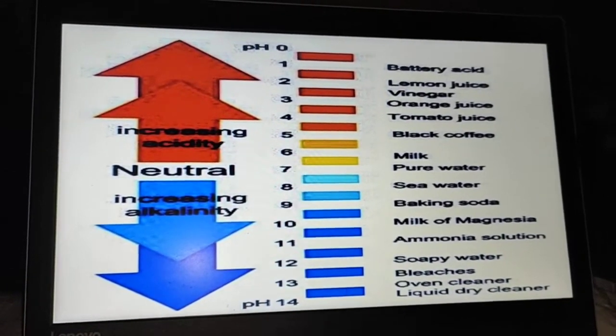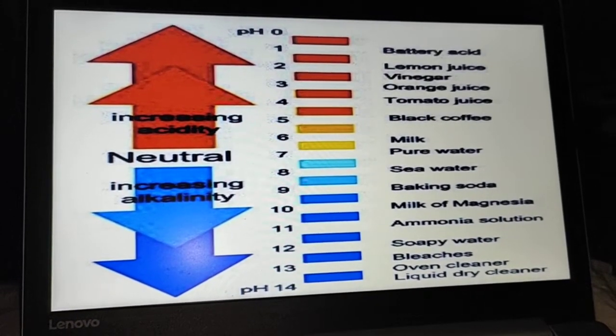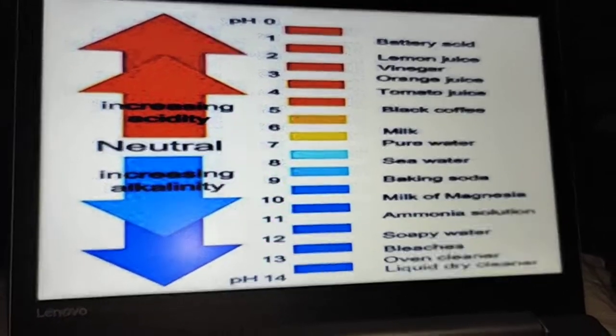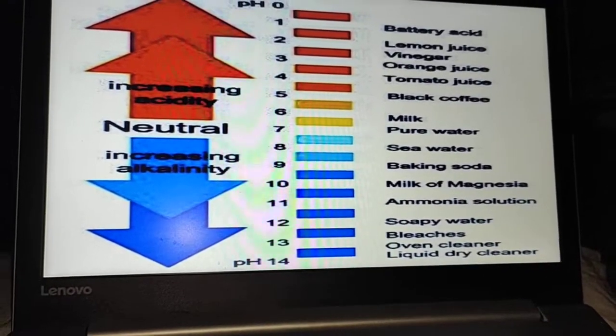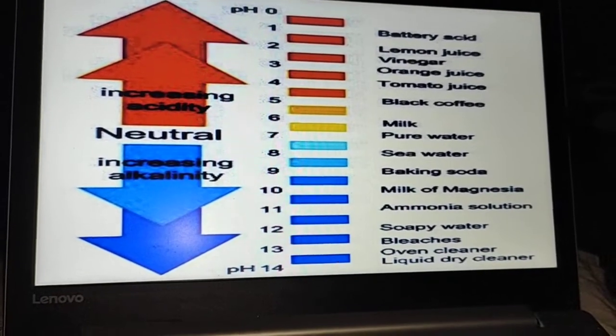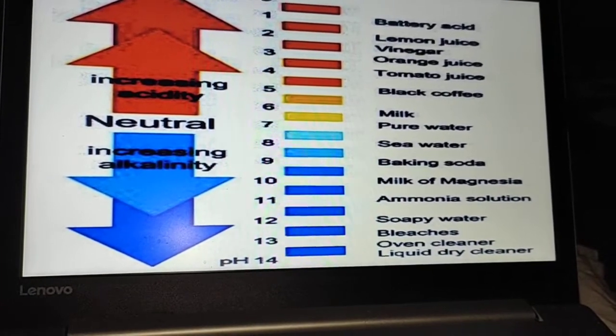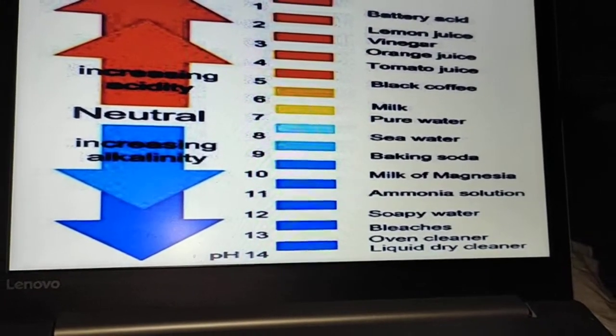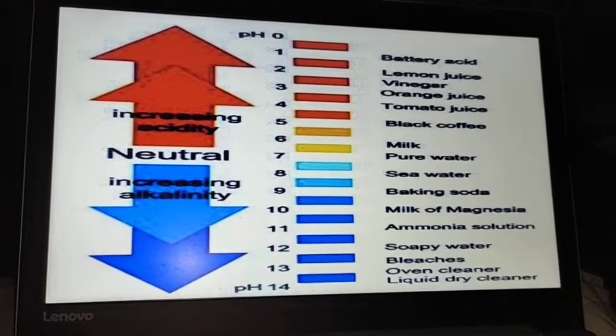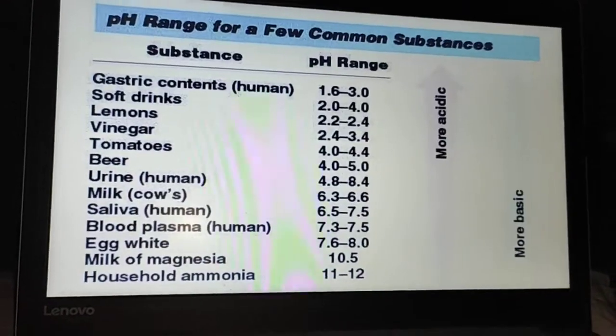Pure water is your 7 neutral. Sea water, basic in nature. Baking soda, milk of magnesia is nothing but your magnesium hydroxide. Ammonia solution, that is ammonium hydroxide. Soapy water, bleaches, oven cleaner, liquid dry cleaner. So these are ranging from 0 to the 14.